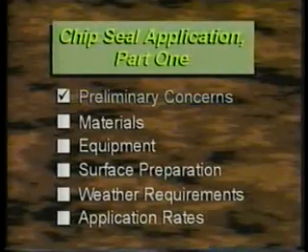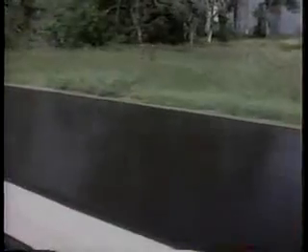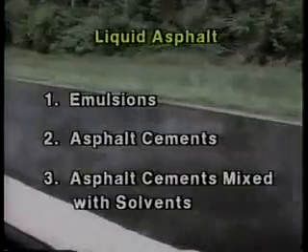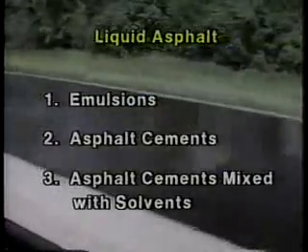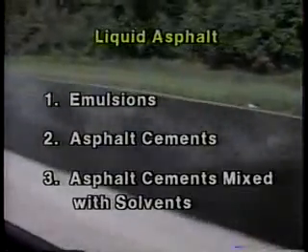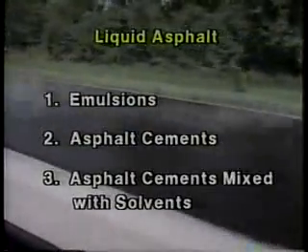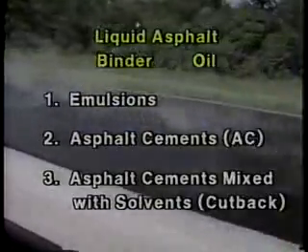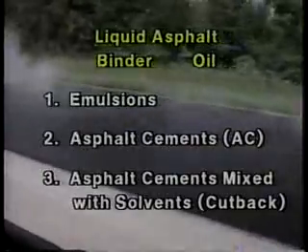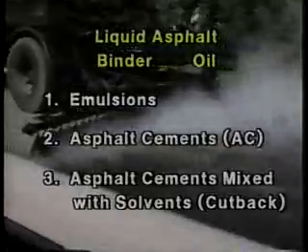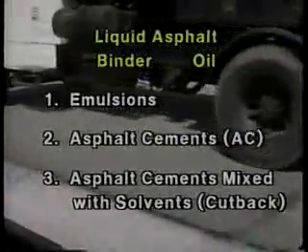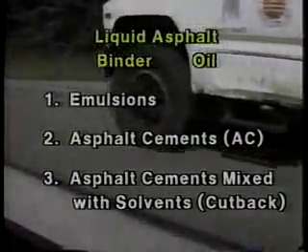The next step is to check the materials. The first thing you should know is that there are 3 broad categories of liquid asphalt: emulsions, asphalt cements, and asphalt cements mixed with solvents. Asphalt cements are commonly referred to as ACs, and asphalt cements mixed with solvents are called cutbacks. But all 3 are typically referred to as binder, or simply oil.